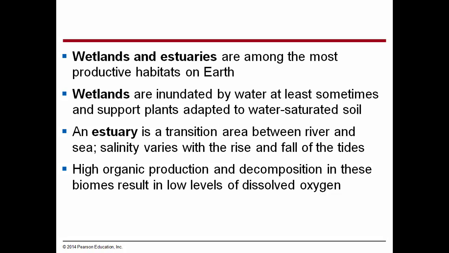Okay, wetlands and estuaries are among the most productive habitats on Earth. Wetlands are inundated by water, at least sometimes, and support plants that are adapted to water-saturated soil. An estuary is a transition area between the sea and a river, where salinity varies with the rise and fall of tides. High organic production and decomposition in these biomes results in low levels of dissolved oxygen.